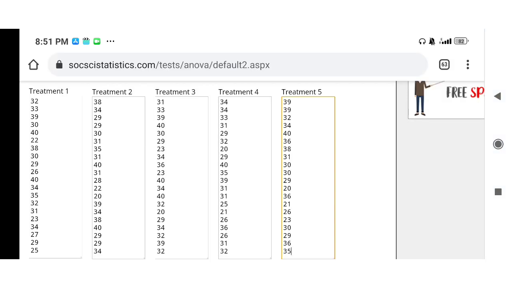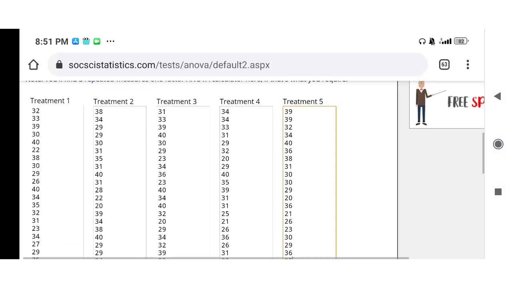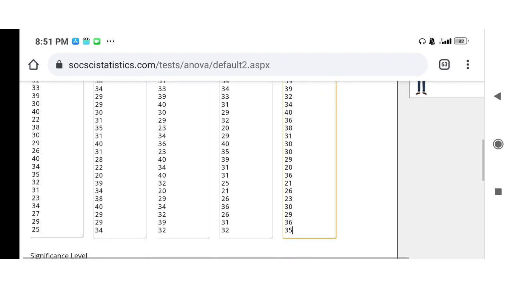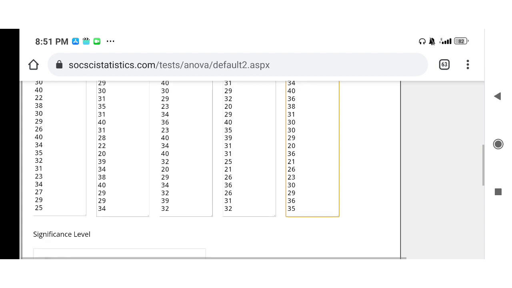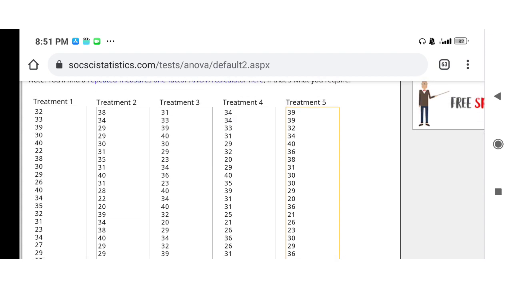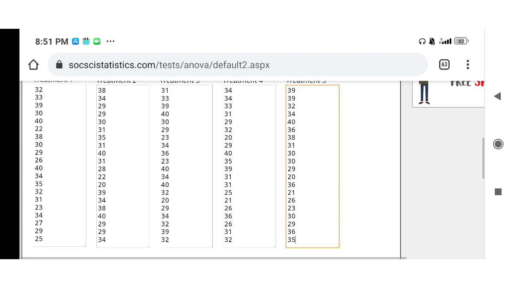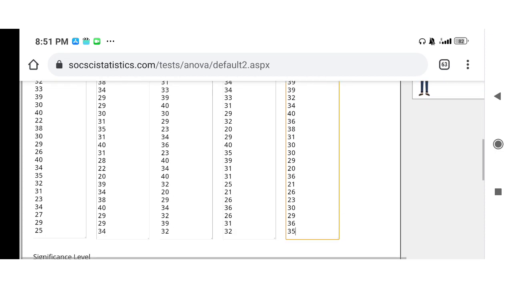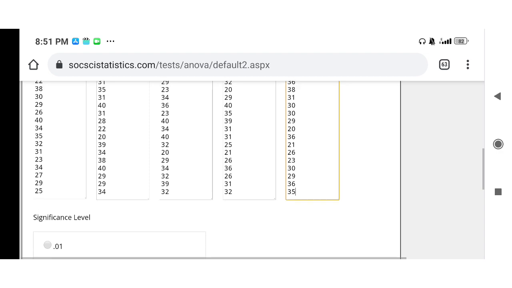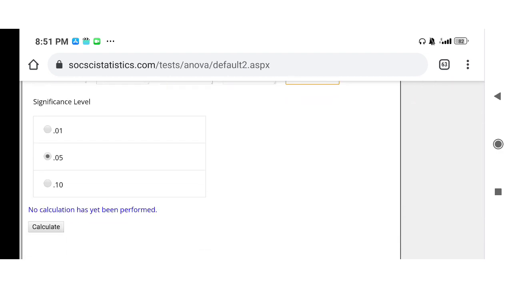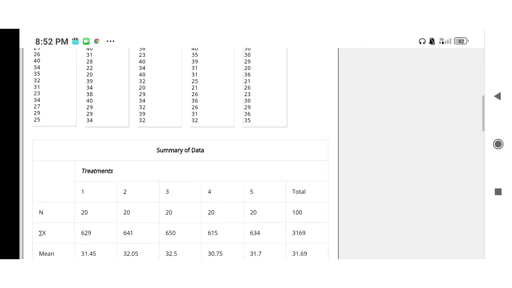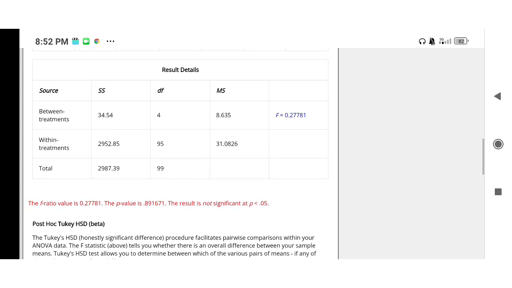So we already pasted the 5 treatments or groups in this. In treatment 1 we have 20 samples, treatment 2 also 20 samples, treatment 3 20 samples, treatment 4 20 samples, and in treatment 5 we also have 20 samples. So the significance level is set to 0.05. So these are the calculations of the result.